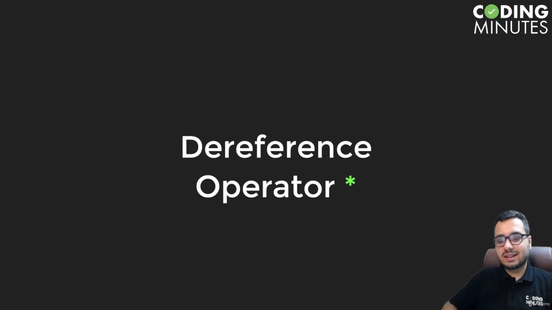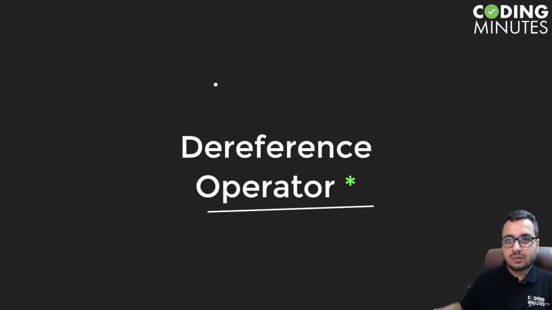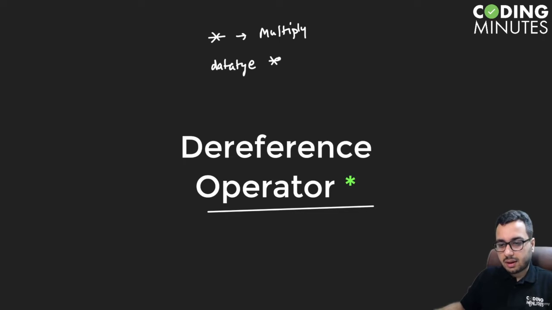Hi everyone, in this lecture we will talk about the dereference operator, which is also denoted using a star. So till now we have seen multiple use cases of star. One use case is multiplying two numbers, another is when you create a pointer variable, for example data type followed by star followed by some pointer variable. This is another use case. And the third use case we are going to look at is the dereference operator.